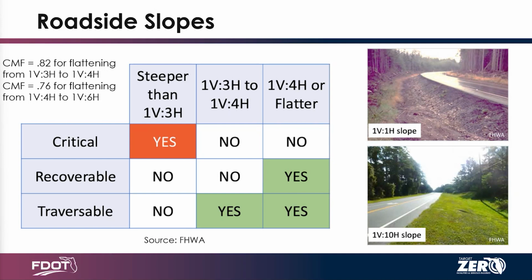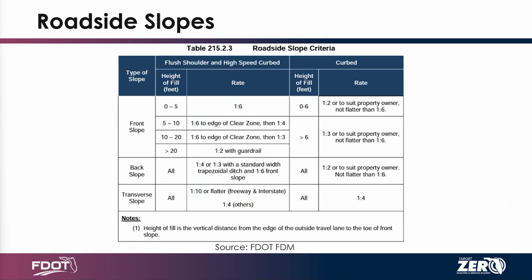And combining that with adding a shoulder and adding safety edge, that's how we make our roadways safer and provide for safe recovery. The FDM has really good criteria when it comes to roadside slope: how steep should that slope be? But then we can always go further than that and provide a less steep slope for safety benefits.